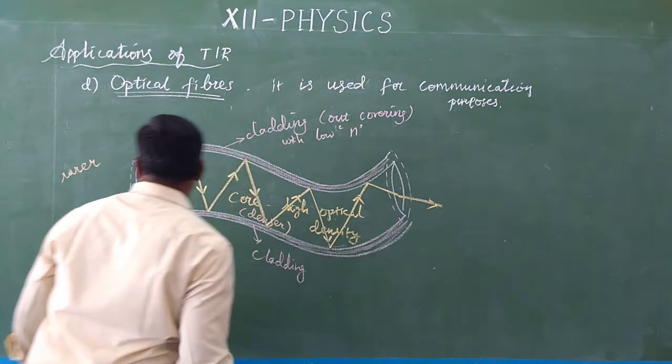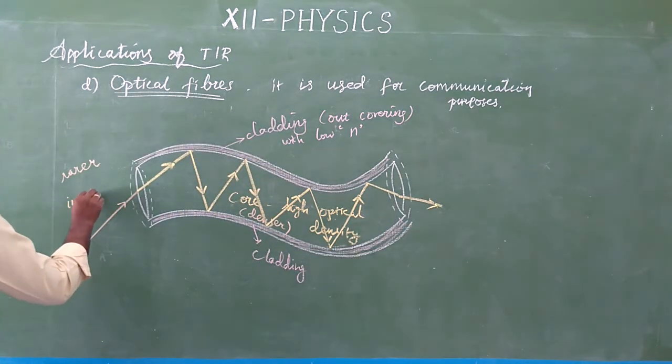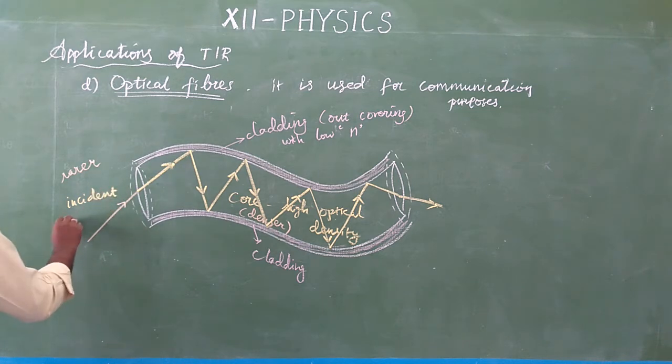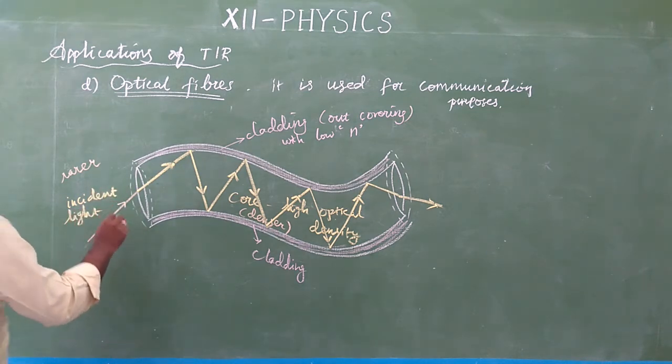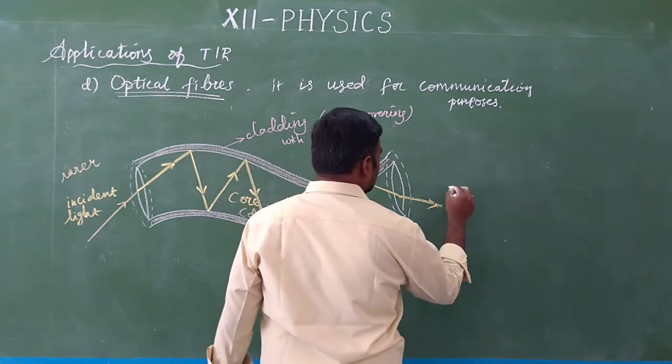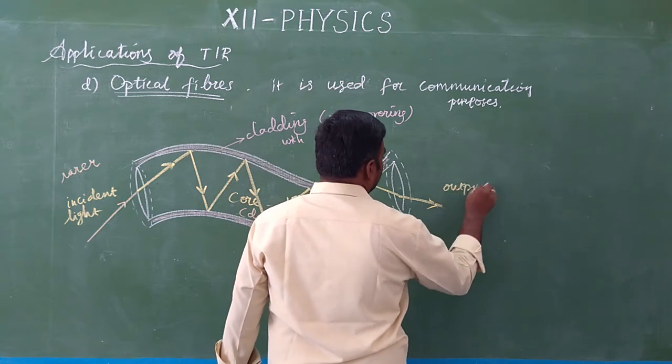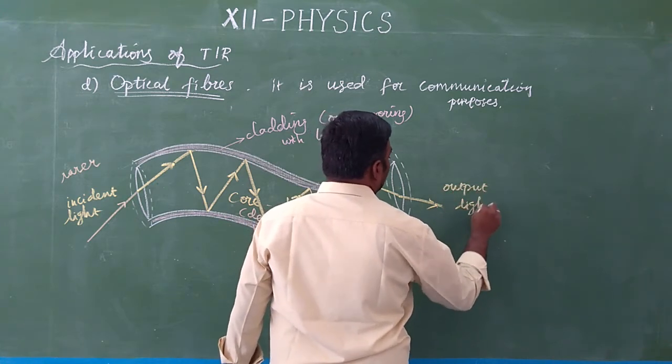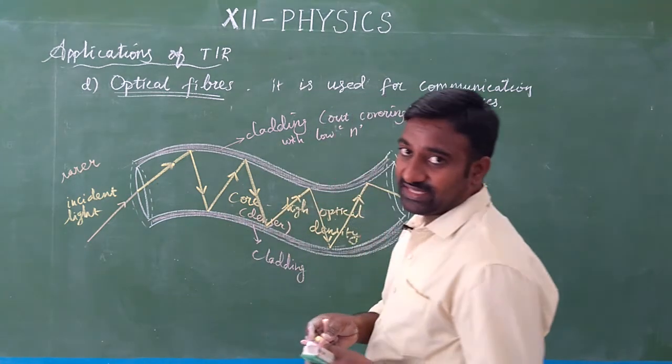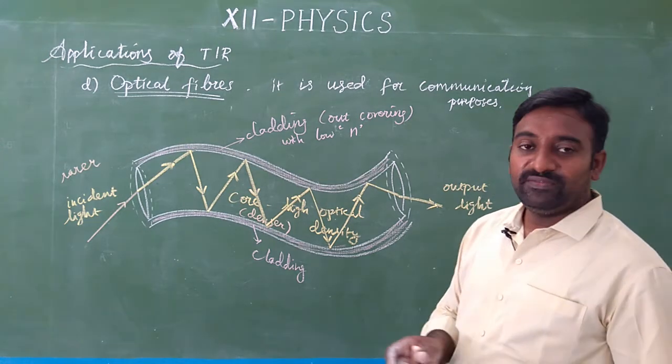After the multiple reflections, we get the output. So this is the incident light, and this is the output light. The energy loss is very, very less. Mostly in the core medium we may use quartz.